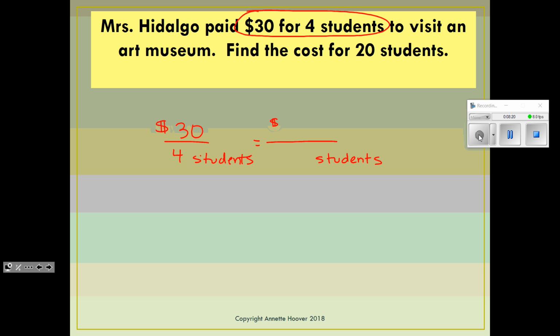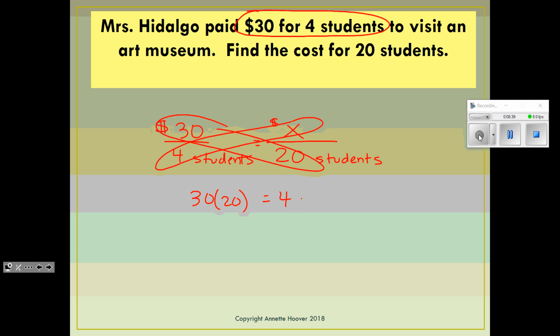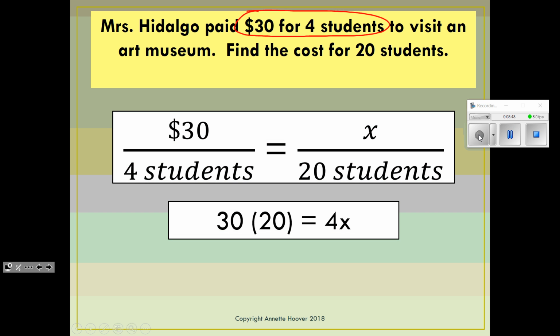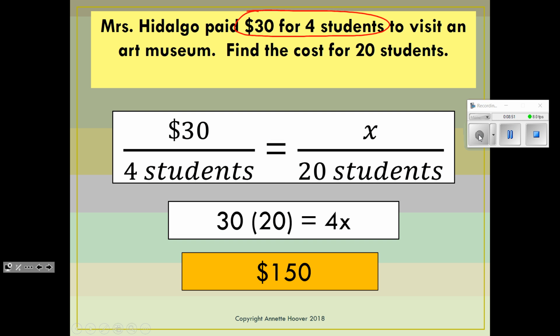Find the cost for 20 students. So we know 20 goes on the bottom, and it's the cost that we're looking for. So we're looking for the top of the second ratio. So we do our butterfly wings. That would be 30 times 20 on one side, 4 times x on the other side. And now you would do 30 times 20, and 3 times 2 is 6, and you add your 2 zeros, so that would be 600. Set this up. So that would be 600 divided by 4, which is $150.